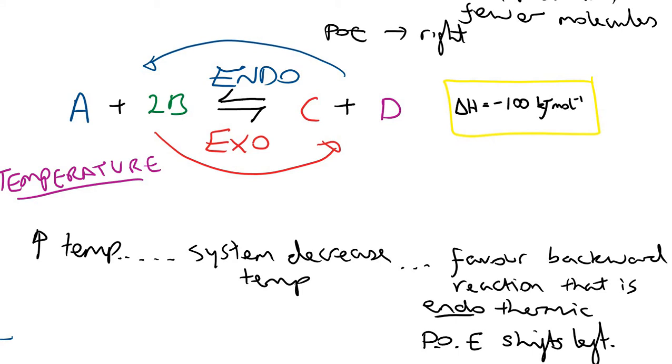Likewise, if I decrease the temperature on this whole thing here, the system's going to want to increase the temperature and therefore favour the exothermic reaction. Now, what effect does the catalyst have on the reaction? A catalyst only speeds up the rate of both reactions equally, so equilibrium just gets established a bit faster.